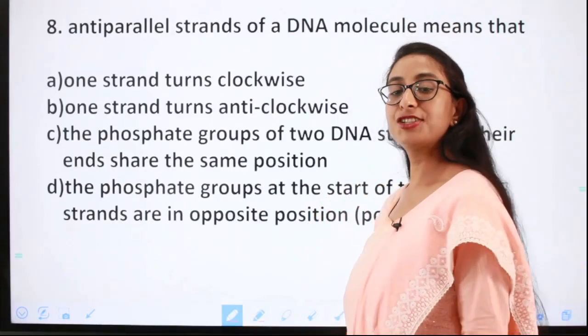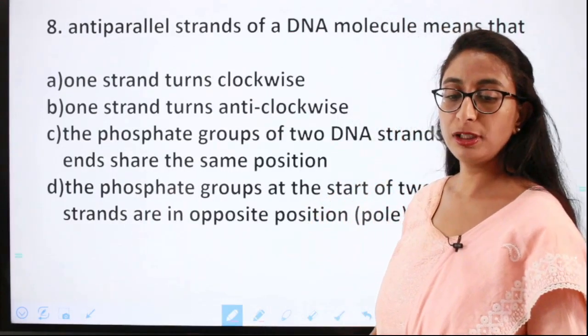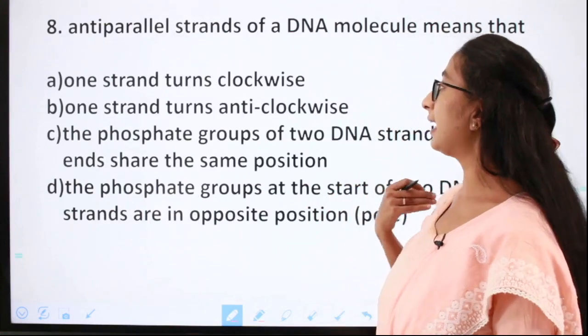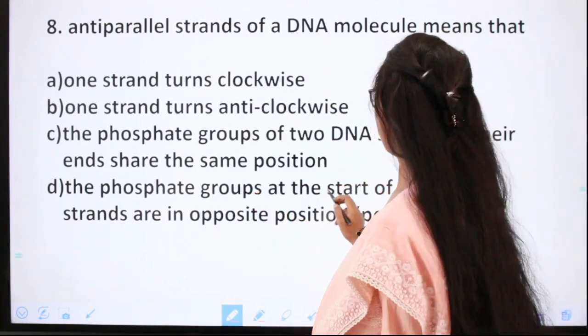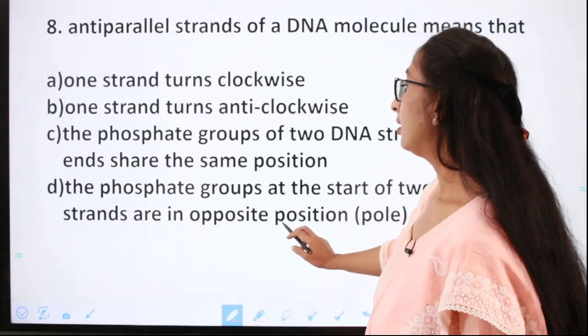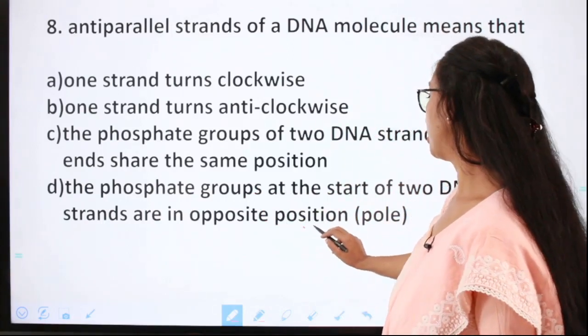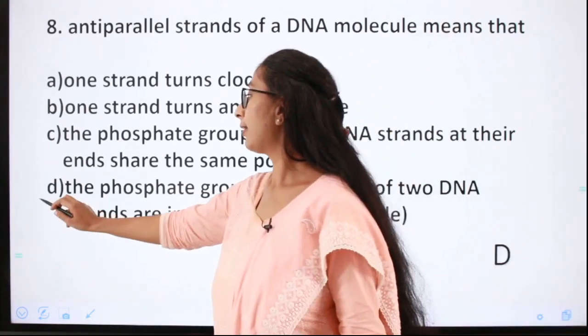So antiparallel strands of DNA molecule means that, what do you mean when we say antiparallel? That means the phosphate groups at the start of the two DNA strands are in the opposite position. So D is the right option.